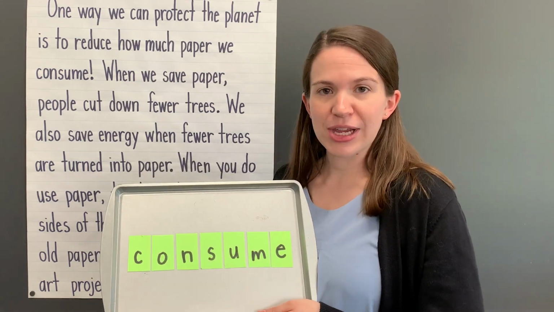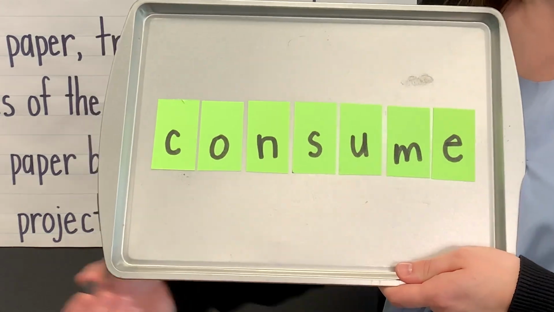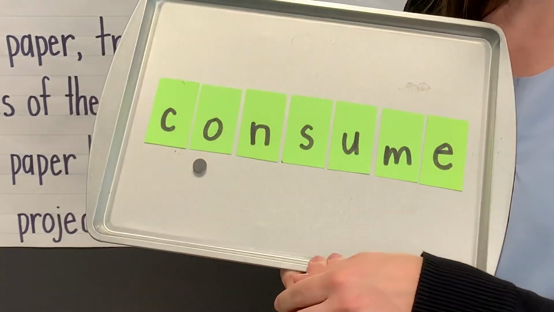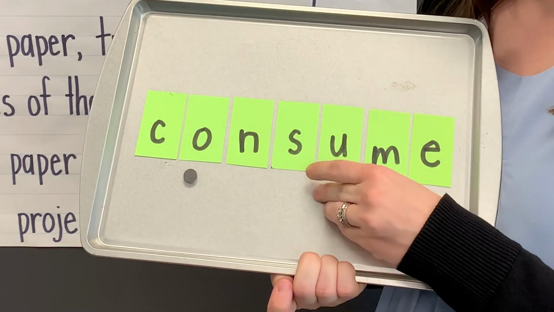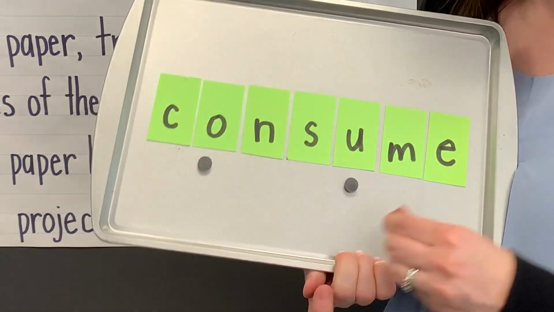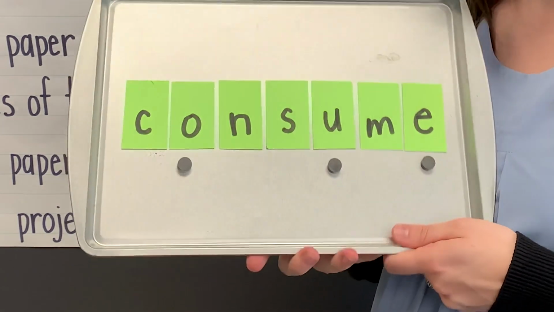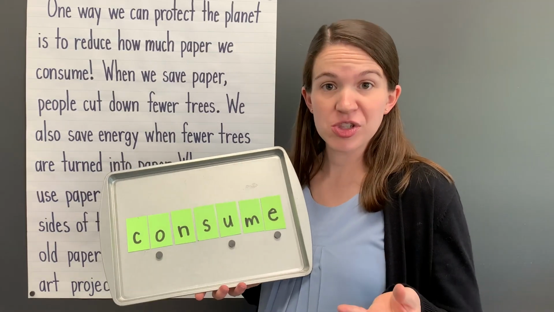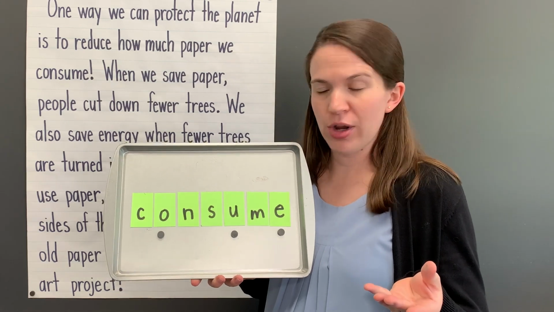What vowels do you see? First, we have the O. Then, what's next? The U. And finally, we have the vowel E. You're right. Good work. Now, we need to decide how to split this word into syllables. Where do we divide this word?